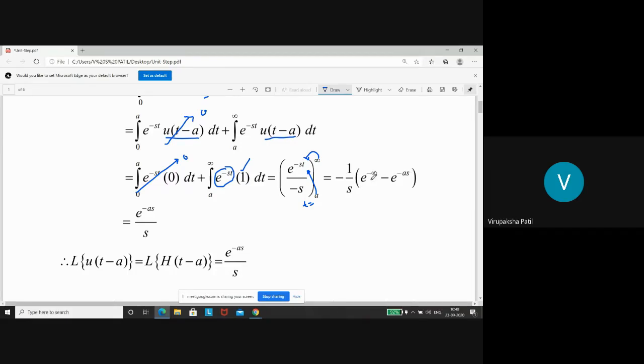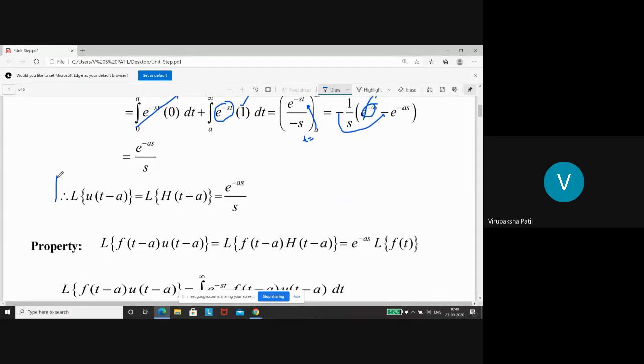Now what is the value of e to the power minus infinity? It is 0, so what remains is minus e raised to minus as. If you multiply this, minus into minus gives plus e raised to minus as divided by s. Therefore, the Laplace transform of the unit step function or Heaviside function u of t minus a, or h of t minus a, is e to the power minus as divided by s.